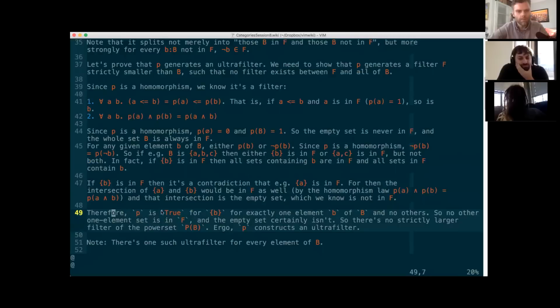Therefore, P is true for the single element set containing B, for exactly one element and no others. So no other one element set is in the filter, and the empty set certainly isn't. So there is no strictly larger filter of the power set. Therefore, P constructs an ultrafilter. Do you follow that?